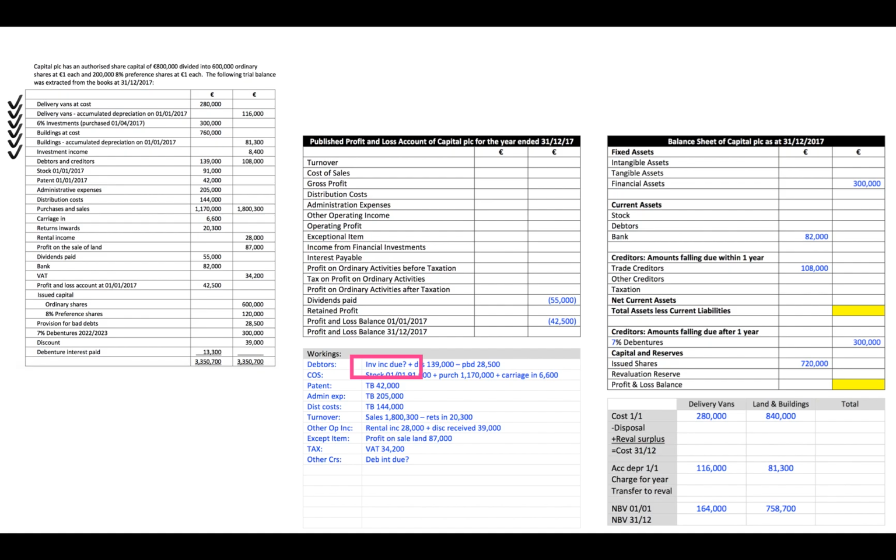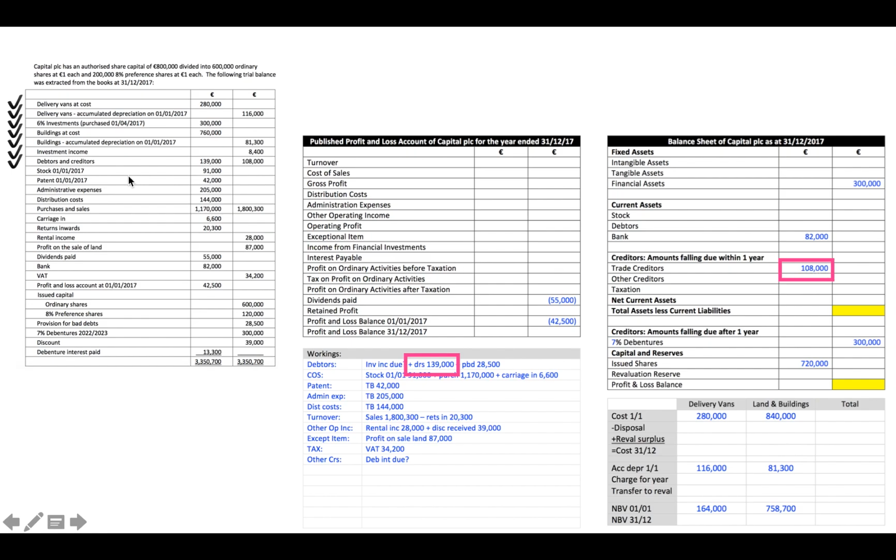Then you have your debtors and creditors, 139,000 and 108,000. Your debtors here goes into your debtors working. Your debtors is everybody who owes you money. Whereas under creditors, you have the trade creditors, which are the people who you buy goods on credit from, and then your other creditors are just everybody else that you owe money to. Scanning down through the question, there weren't any other notes to do with trade creditors, so I just slot that 108,000 in.